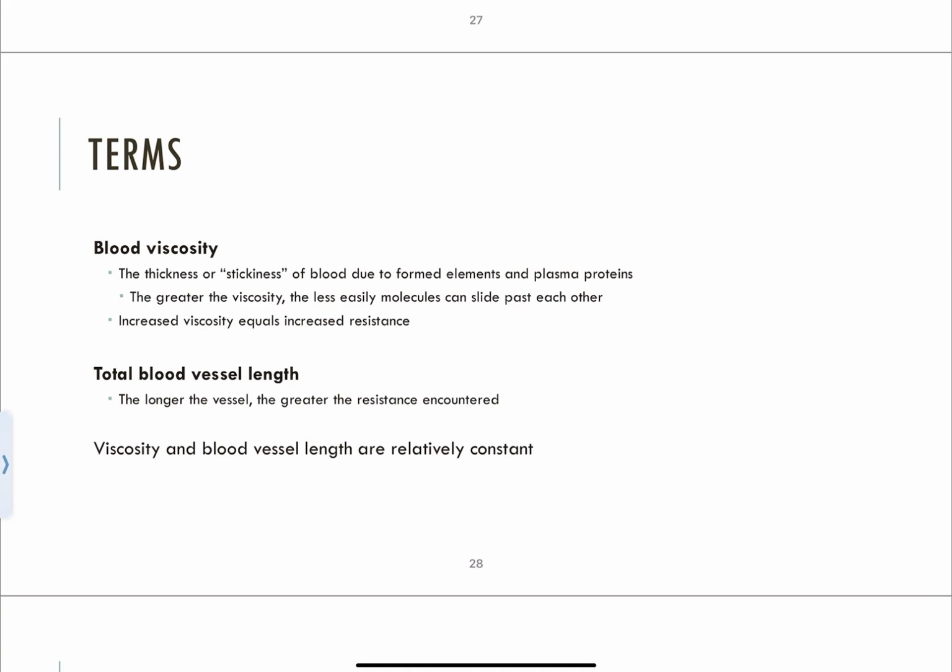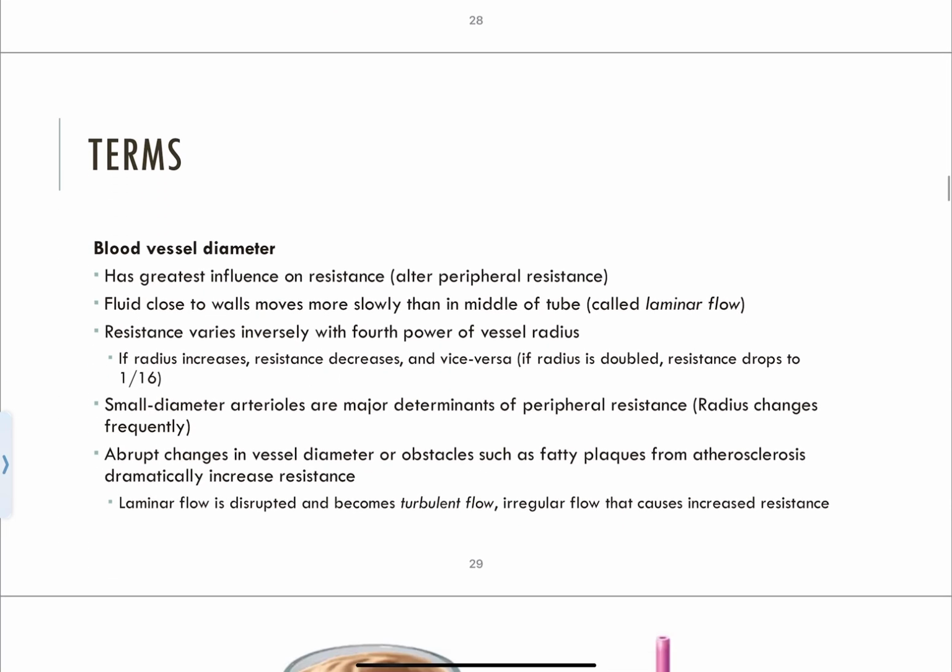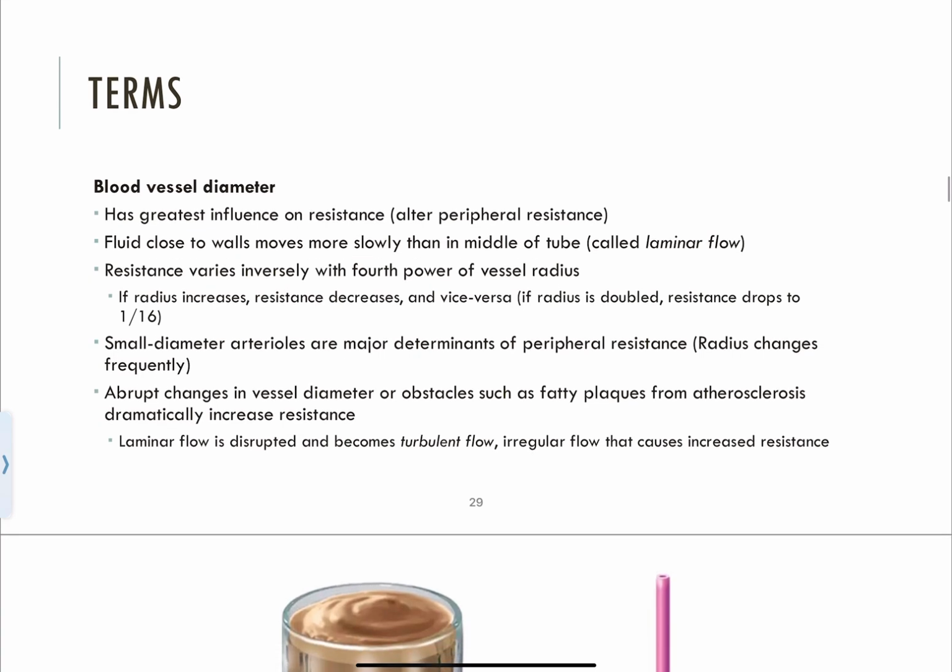So blood viscosity and blood vessel length are relatively constant, like I mentioned before. The last one is blood vessel diameter. So the relationship between the diameter and the resistance is pretty straightforward. If we have a smaller diameter, that's going to mean a greater resistance. If we have a larger diameter, that is a lower resistance.